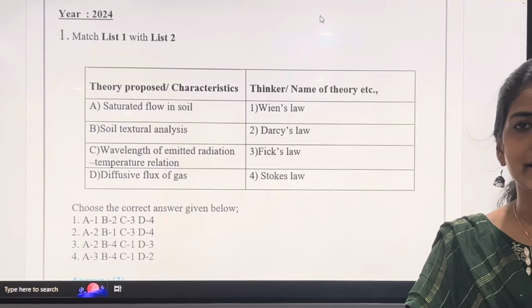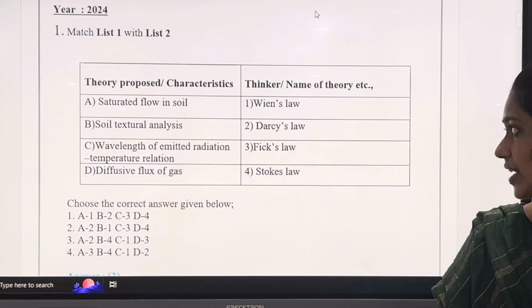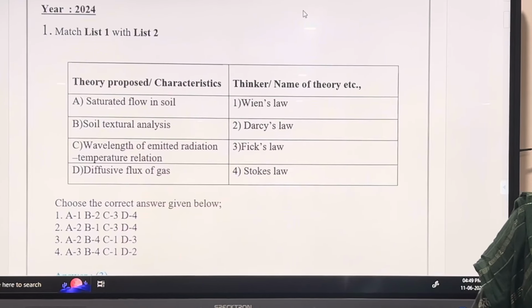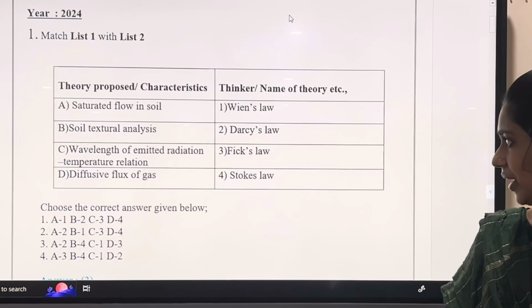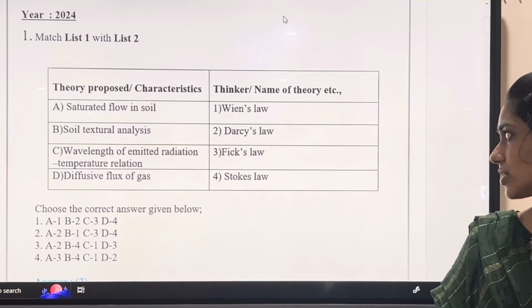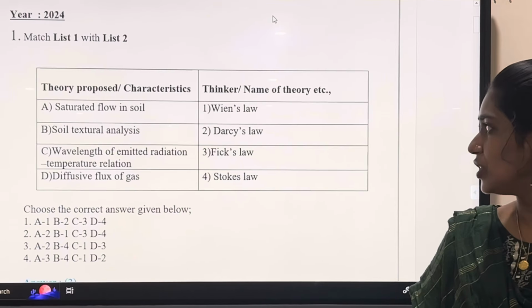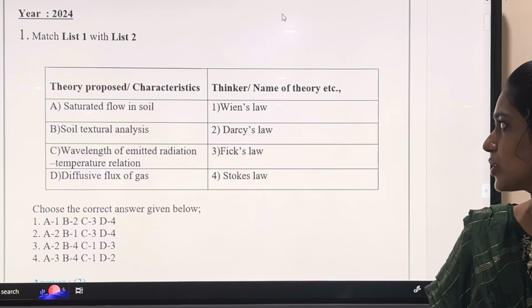The first question is the match the following. So here in the first column we can see that different theories have been given and we have to correctly match them with our second column. So the saturated flow in soil, soil texture analysis, wavelength of emitted radiation and the diffusive flux of gas. All these are physical properties of soil and we have to match which law correctly specifies these phenomena.